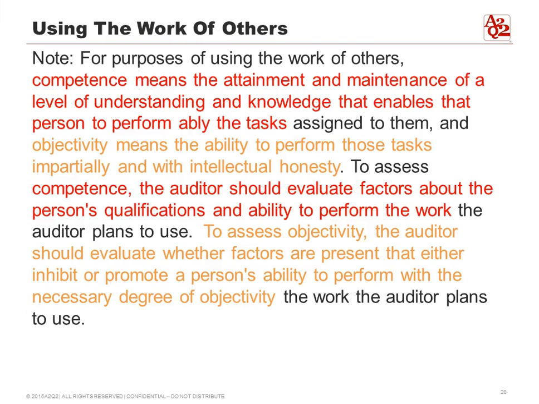And then the intellectual honesty is really not being biased, thinking, oh, of course it's my boss, so of course the work is reliable. In order to assess objectivity, it says the auditor should evaluate whether factors are present that inhibit or promote the person's ability to perform the work. In order to be objective, if I was looking for a promotion in my organization, of course I'd want the results for that organization to be quote-unquote clean.